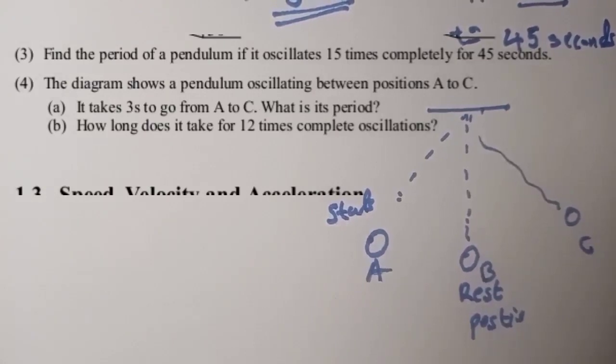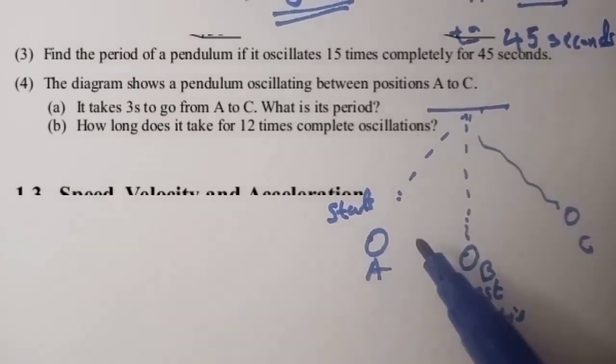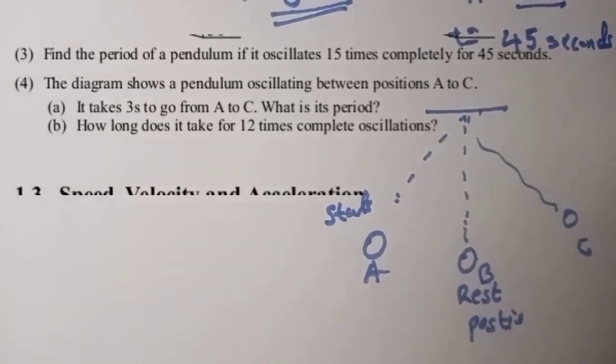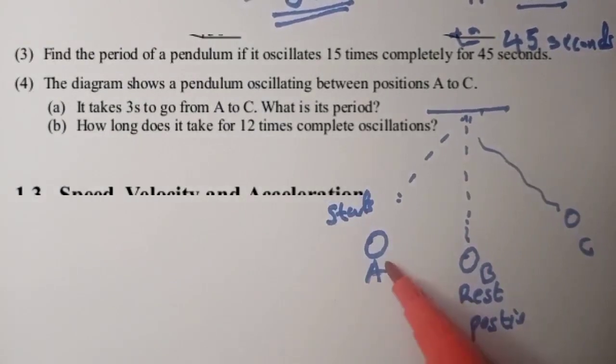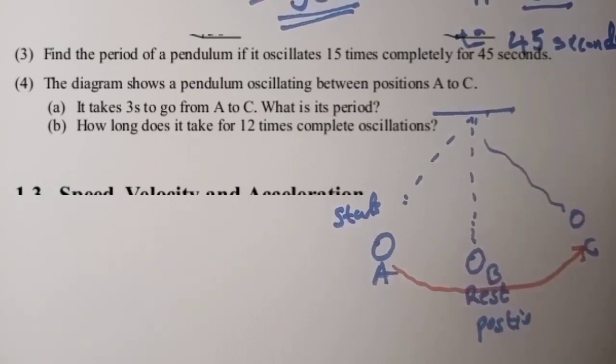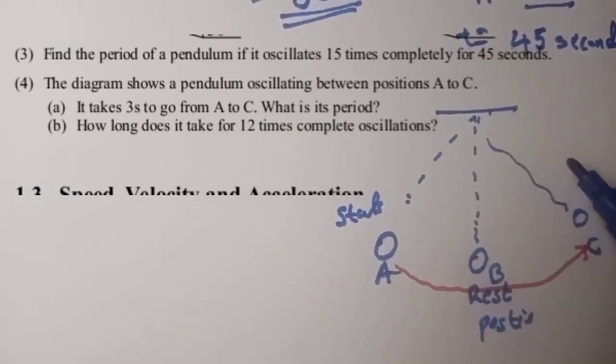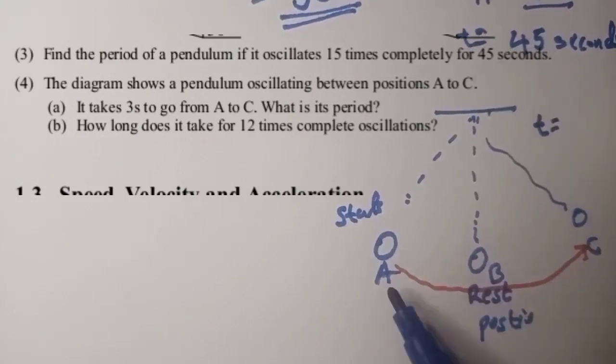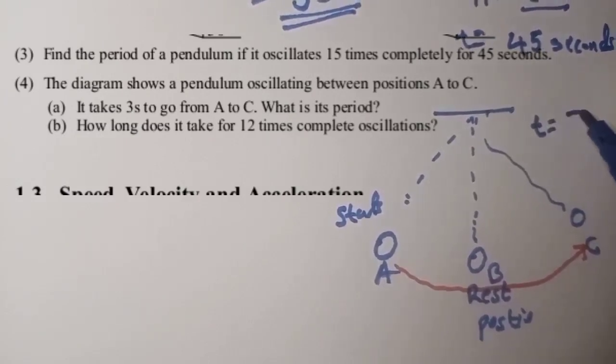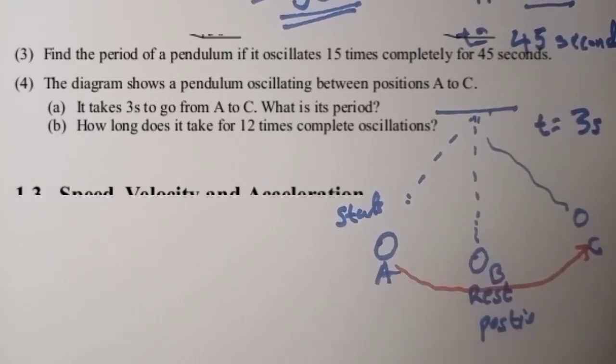So the pendulum is oscillating from A to B to C. We're told it takes 3 seconds to go from A to C. So the time it takes to swing from A to C is 3 seconds. Then what is the period? That's the question.